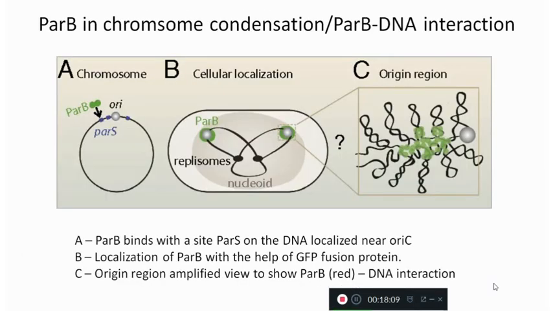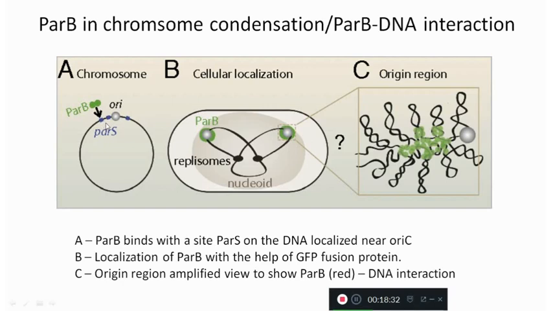Now, there is another protein called PAR-B that also associates with the bacterial chromosome, particularly at the time when the cell is dividing and the chromosome is getting separated. These PAR-B proteins bind with a sequence called PAR-S on the chromosome, which is located very close to the ORI site, the origin of replication site.